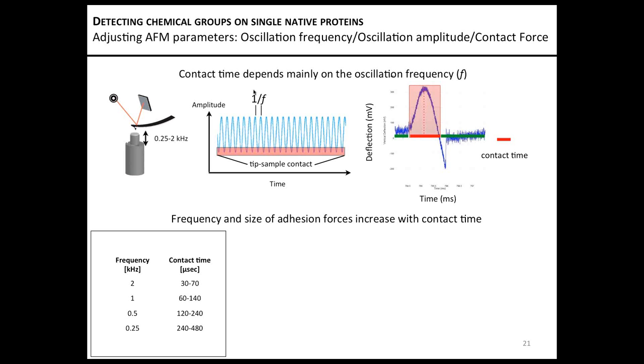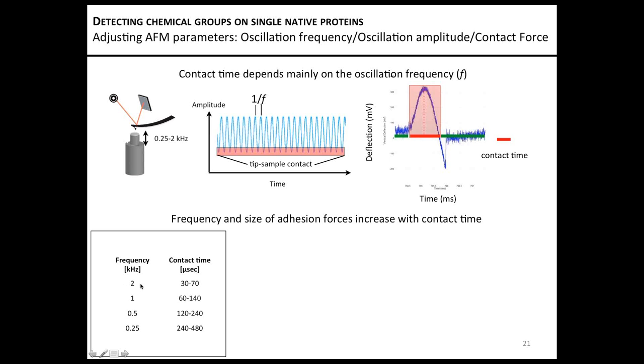So what we have seen is that by modulating the frequency of this piezo actuator, we of course modulate the contact time between the tip and the sample. So this is our main parameter now to change contact times. Of course, amplitude and contact force also change the contact times a little bit, but our easiest parameter to change is in this case the frequency.